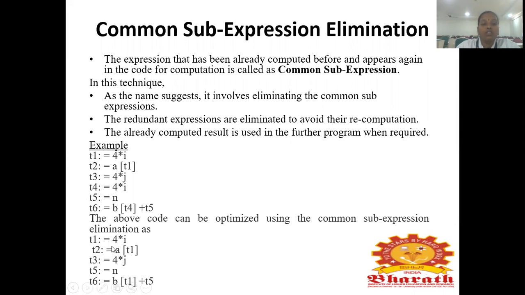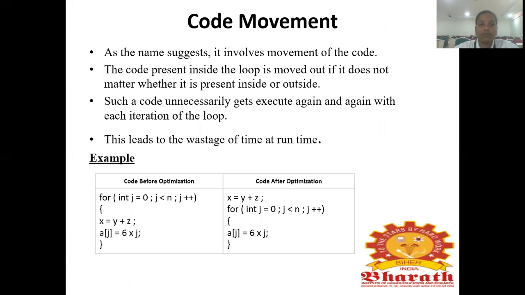The same variable can be used in both places. So what will you do? T1 equals 4 into I. This same expression, 4 into I, is produced two times, and it is the same value. So why put T4? I eliminate the T4 value. T4 equals 4 into I, but this value is already present in T1. So I eliminate T4, and wherever T4 is needed I use T1. That is to reduce the computations. That is called common subexpression elimination.